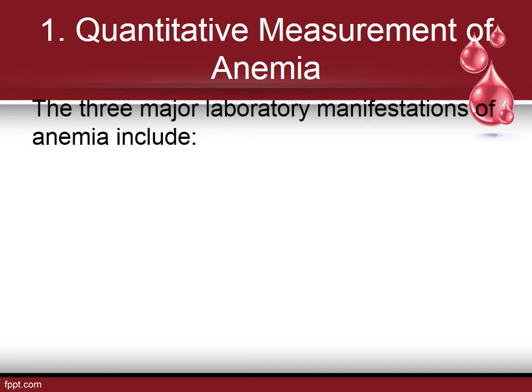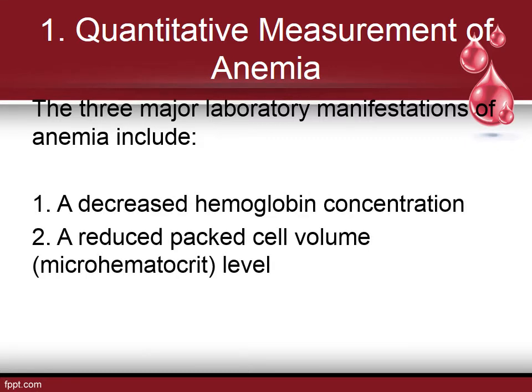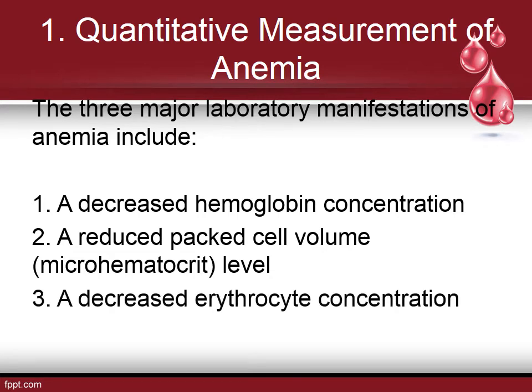So, anemia is like a dump truck that loads oxygen in order to distribute it to each part of the body. For example, the dump truck puts the oxygen in the liver, next in the brain, and in the heart, and so on. There are three major laboratory manifestations of anemia. These include decreased hemoglobin concentration, reduced packed cell volume or microhematocrit level, and decreased erythrocyte concentration.